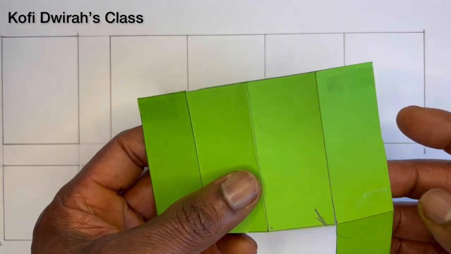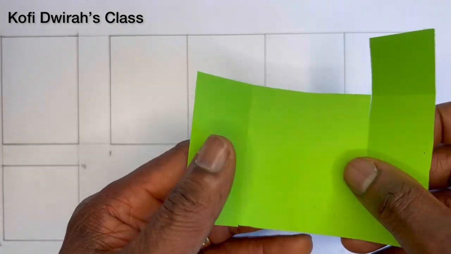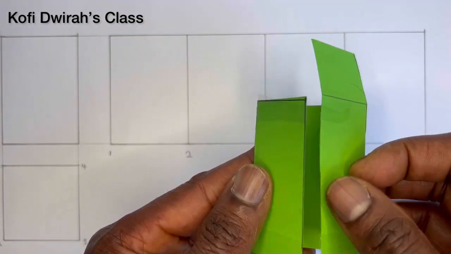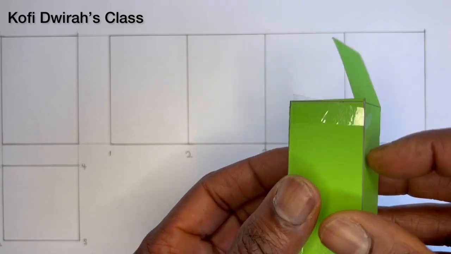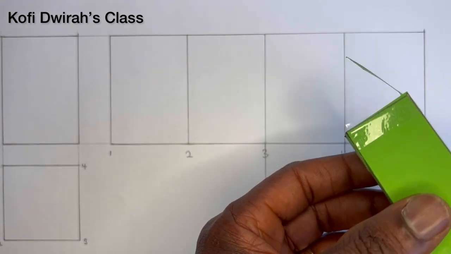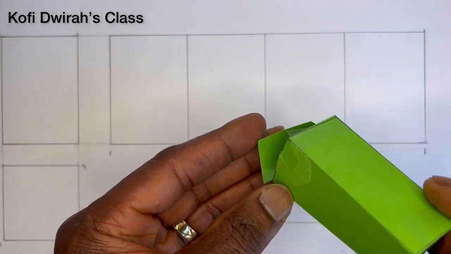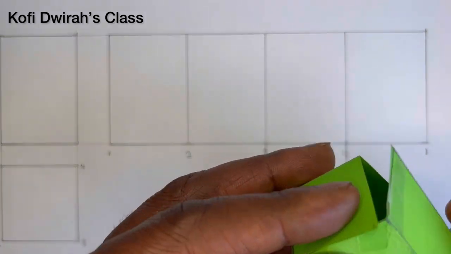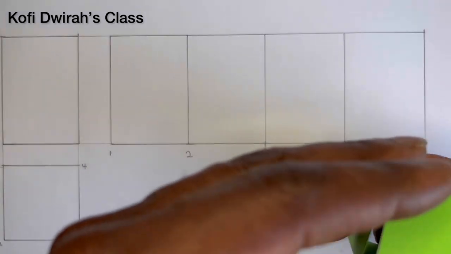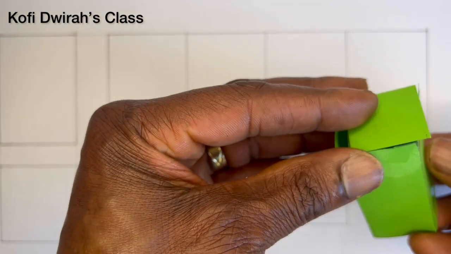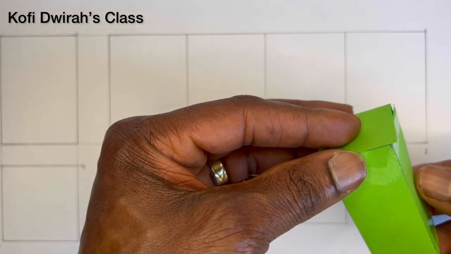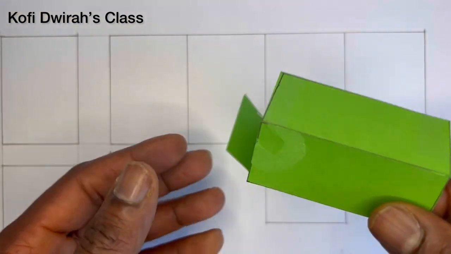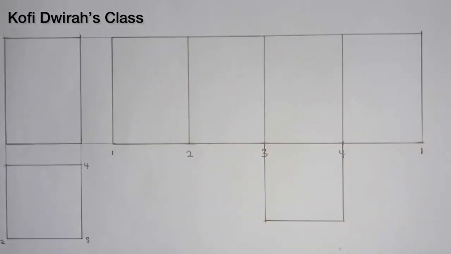Then we have this. So if you want to fold it, it's like this. When you fold it in the top, this is what you get. You see? So this is a square prism. How to develop a square prism.